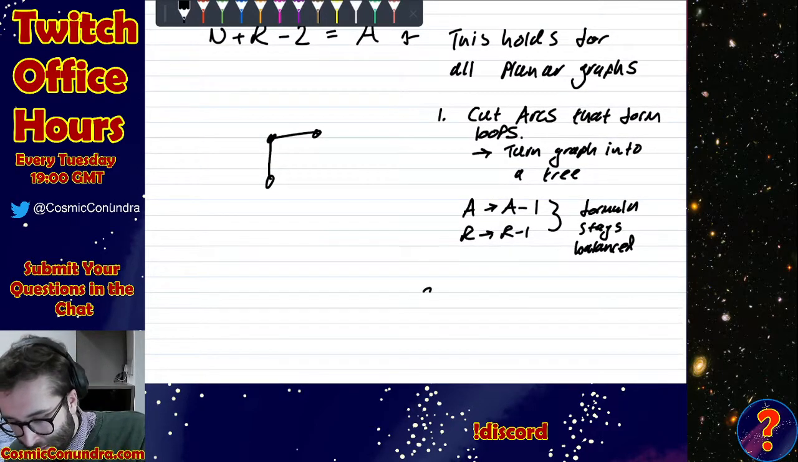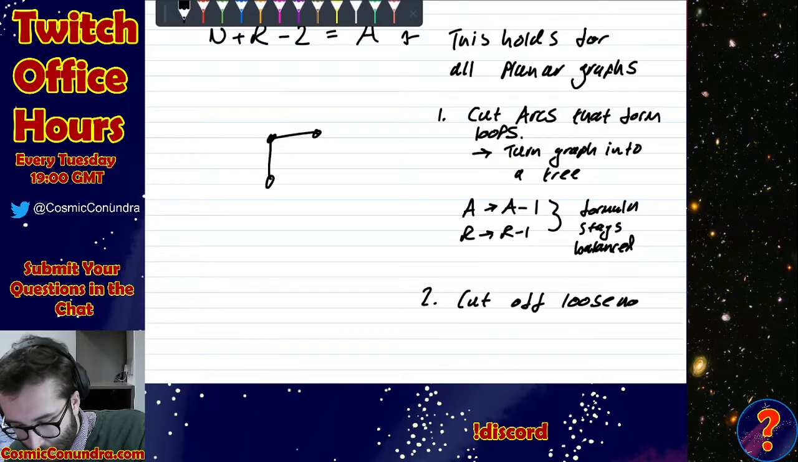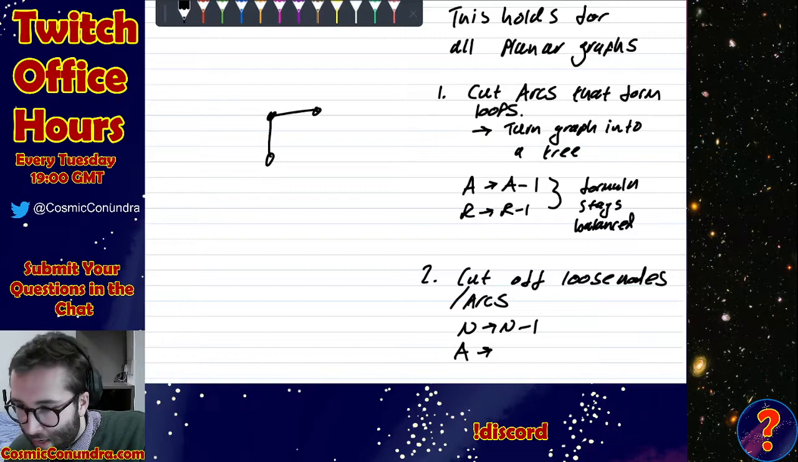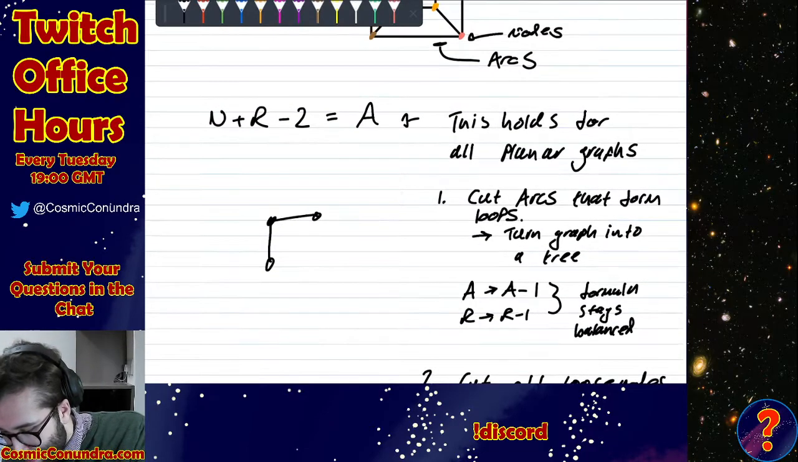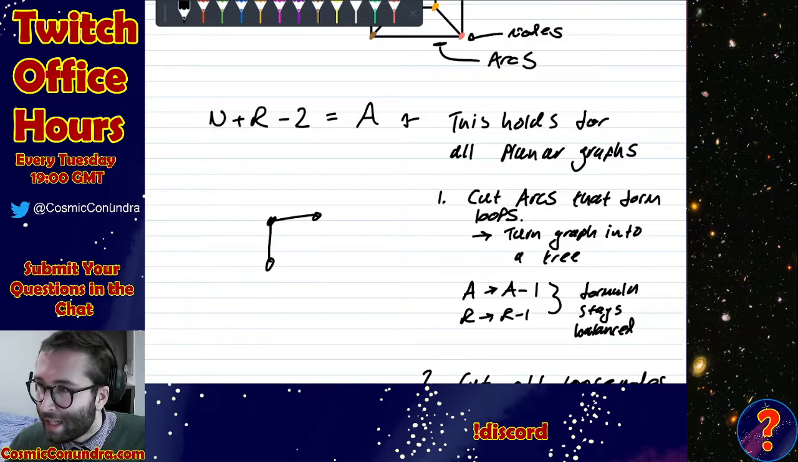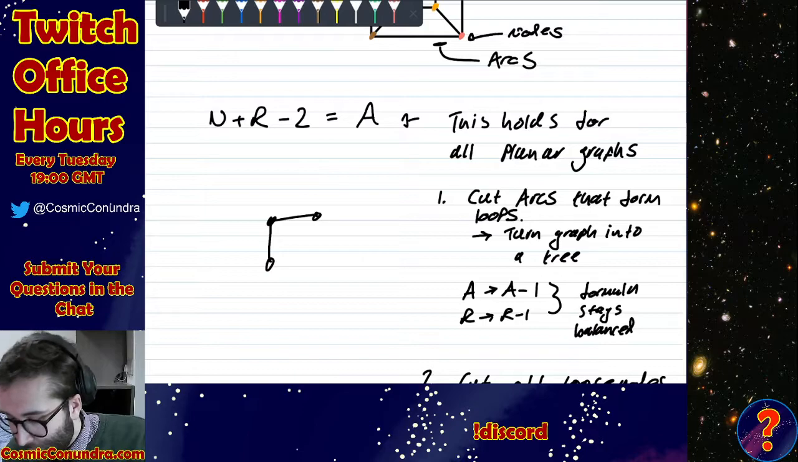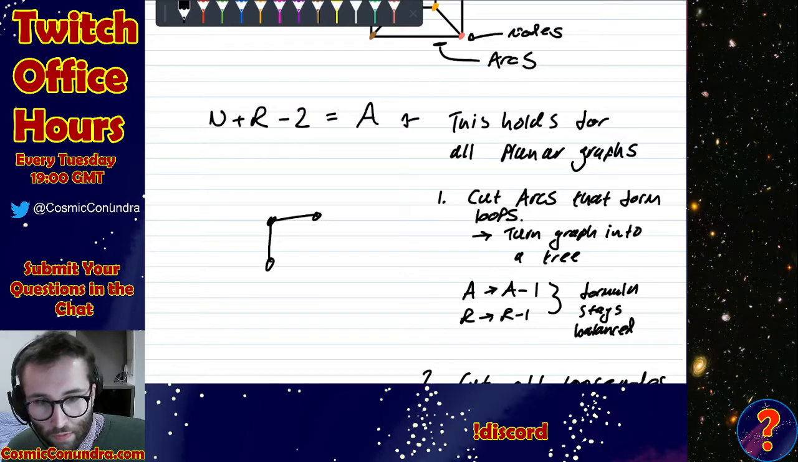So step 2 is now cut off loose nodes and the arcs that are attached to them. And that reduces the number of nodes by 1 and also the number of arcs by 1. But that keeps the formula balanced still. So that's a sort of proof as to how you can do this, by cutting these arcs first that form cycles, and then cutting off the loose nodes at the end. You'll manage to show that this holds for all graphs. So that's a sort of justification of the formula.